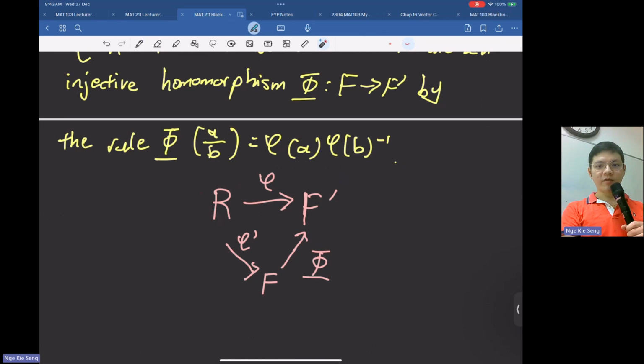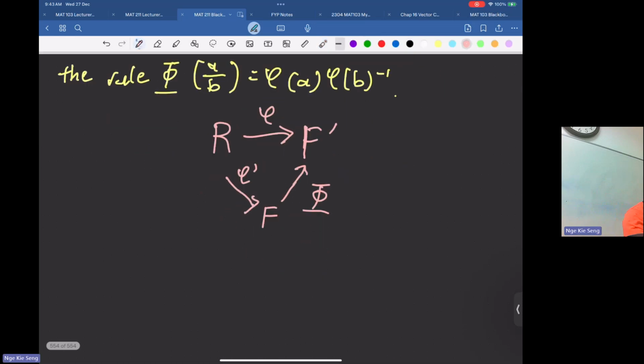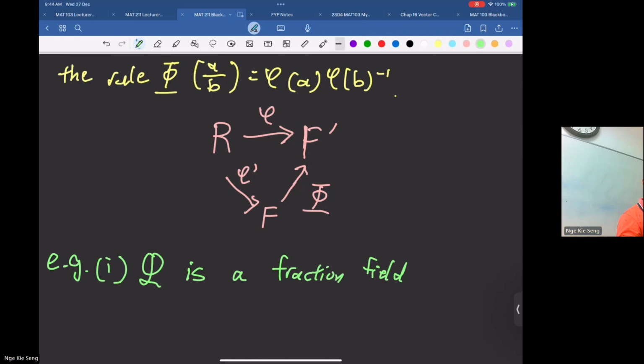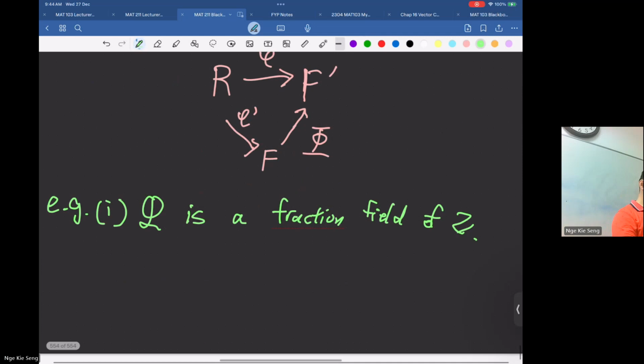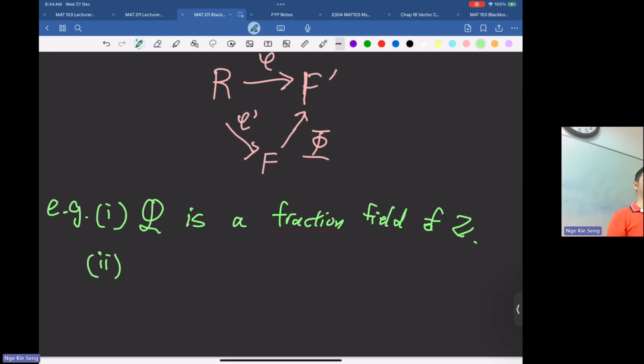Maybe we won't prove this because we don't have much time, and let me give you some examples then. For example, we've met this: the rational numbers are a fraction field. And then last time we defined the fraction field for a polynomial ring, which is R round bracket X. This is the fraction field of R bracket X.